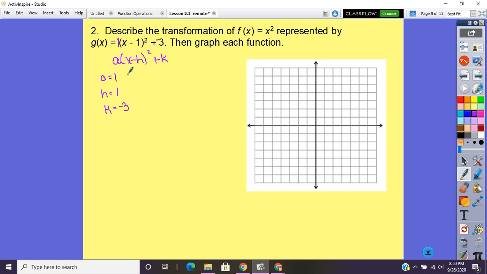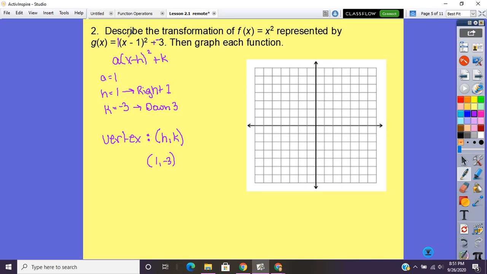If a is 1, it's actually not affecting your graph at all. Anytime you take something times 1, you're left with the same thing you had. But remember what I said, the h is our horizontal movement, so +1 means we are going right 1. K is -3, that's our vertical movement, which means we are going down 3. And this is telling us the location of our vertex. The vertex of any parabola of our quadratics is always h comma k. So if you can find this h and k, you can find the vertex. In this case, our vertex would be 1, -3.